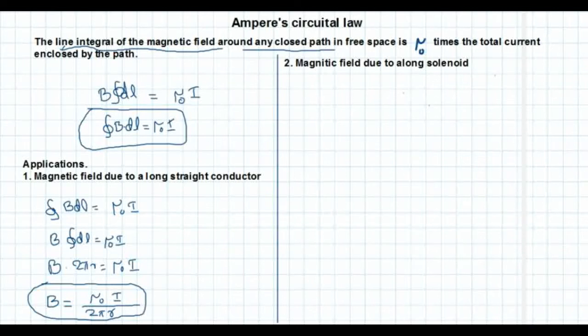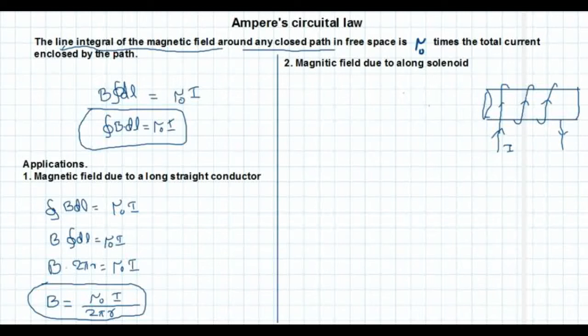Then our second application is magnetic field due to a long solenoid. So this is the solenoid. It is nothing but a coil wound over a frame like this, and the current is passing through this long solenoid. Let L be the length of the solenoid, and I is the current through the solenoid. So the current I is going like this. You can imagine it is going like this.